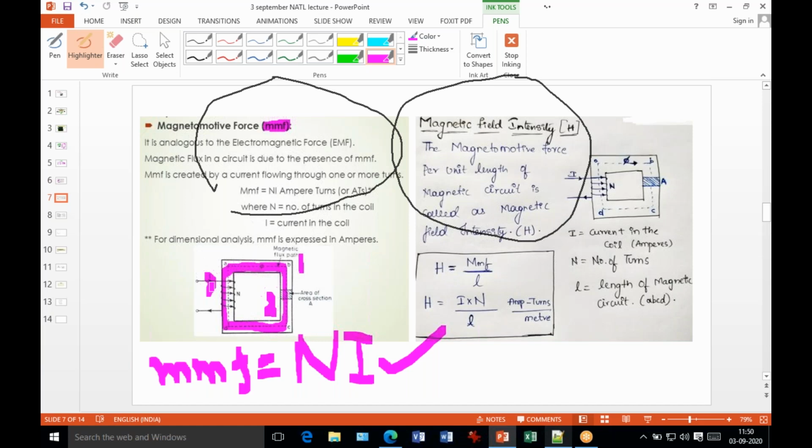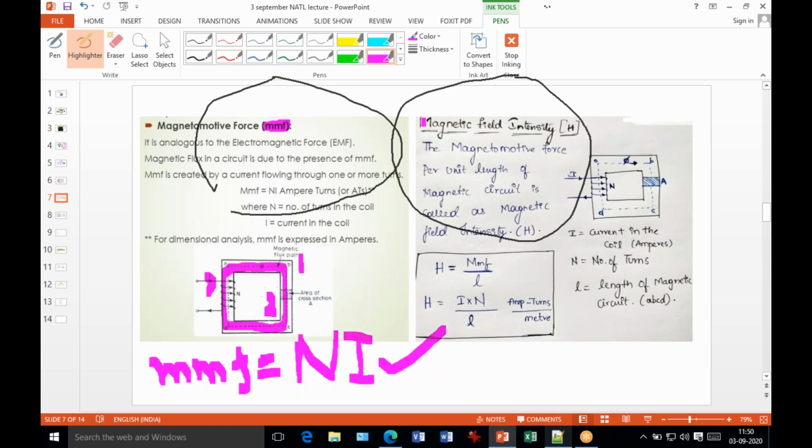So it is easy, not very tough. If a numerical comes in the magnetic circuit, say the number of turns is 100 and the current is 2, what is MMF? You use this formula and multiply 100 by 2. So the answer is 200. I think this formula is useful for you.